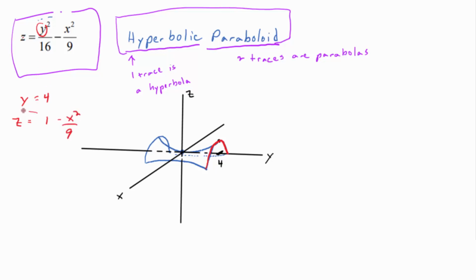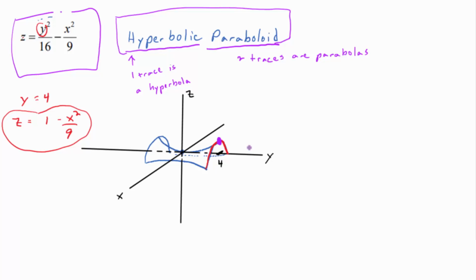Now, if I wanted to get even more in depth, I could ask you, well, what is the vertex of that thing? And you'd have to be careful, realize that that trace in red is not actually in the XZ plane, right? It's in the plane given by y equals 4, which is a vertical plane parallel to the XZ plane, isn't it? So if I asked you for that vertex in space, whoa, what would you say?